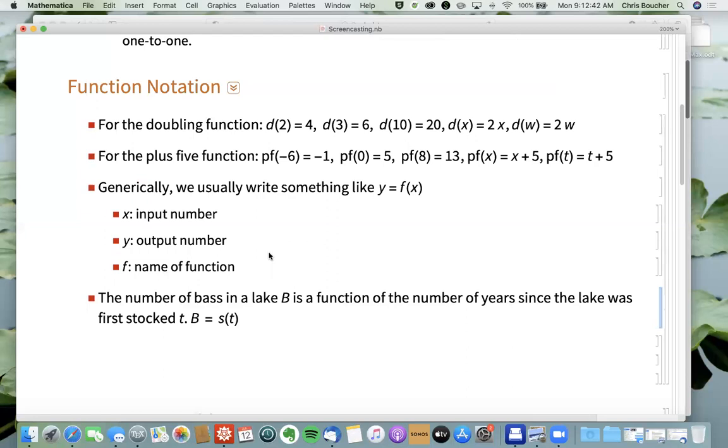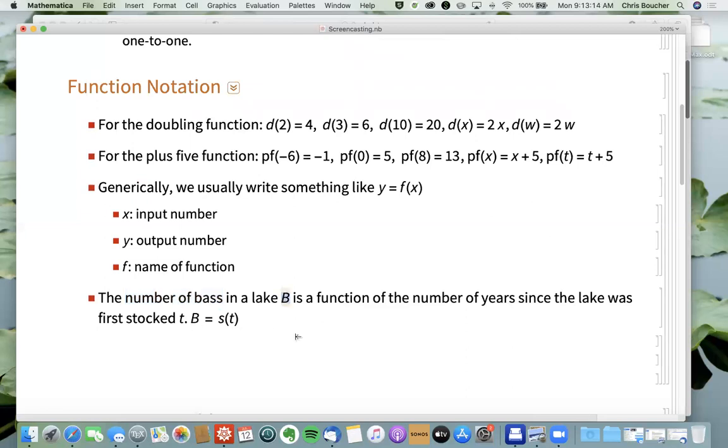So here's an example that is a little bit more applied. The number of bass in a lake is a function of the number of years since the lake was stocked. So here we have 2 variables that are specified quantities. One variable is the number of years since the lake was stocked. The other is the number of bass. And a natural way to think of things here is that the latter, the number of bass, is a function of the number of years.